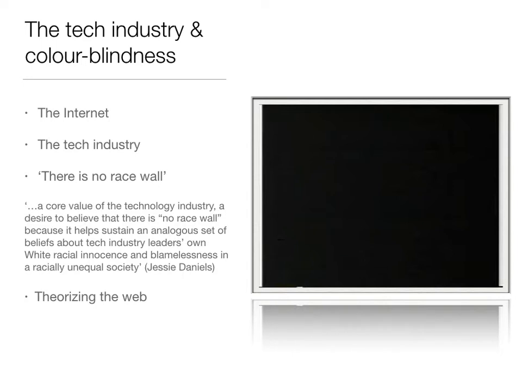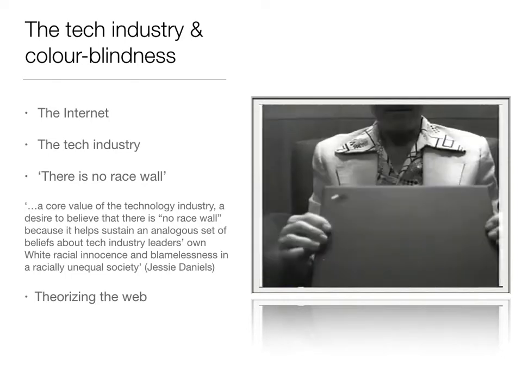Now, she says that colorblind fantasies continue to define mainstream ideas about the internet in terms of access as well as use. The internet was heralded as a colorblind space where there are no frontiers of race, gender, class, and sexuality. And in her paper, she mentions this early advertisement for the internet. It's from the late 80s, I think, or early 90s, which makes this point. I'm just going to play it.